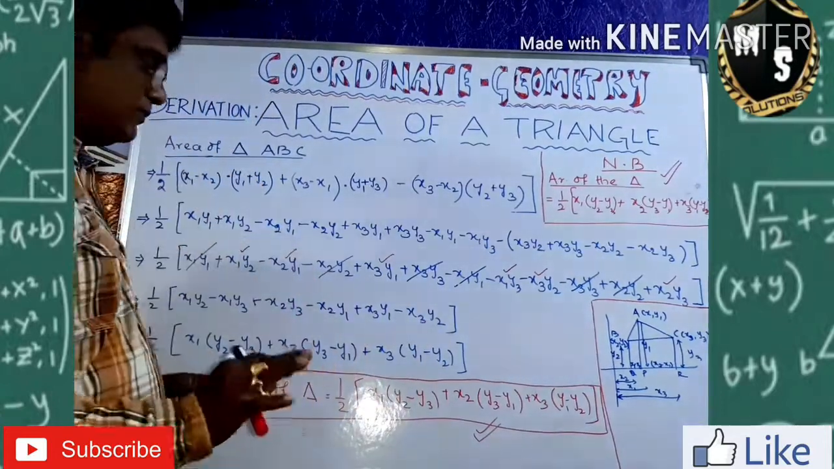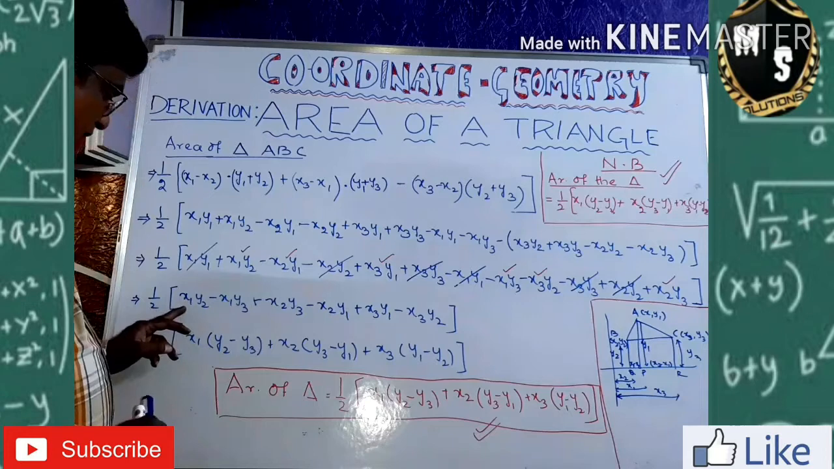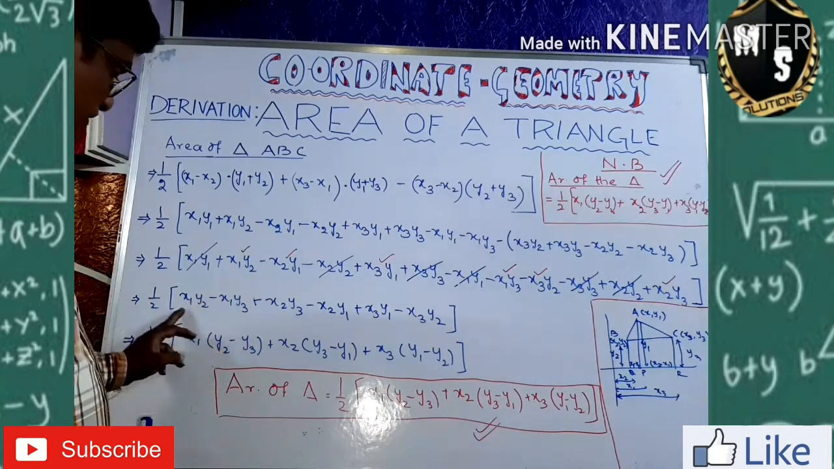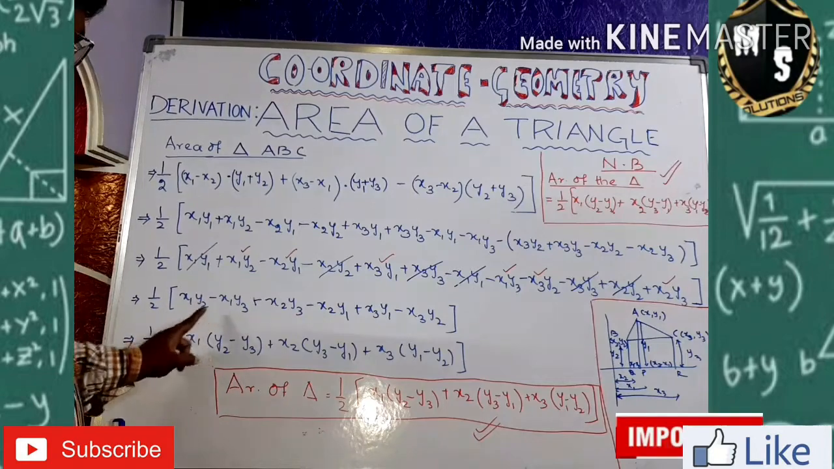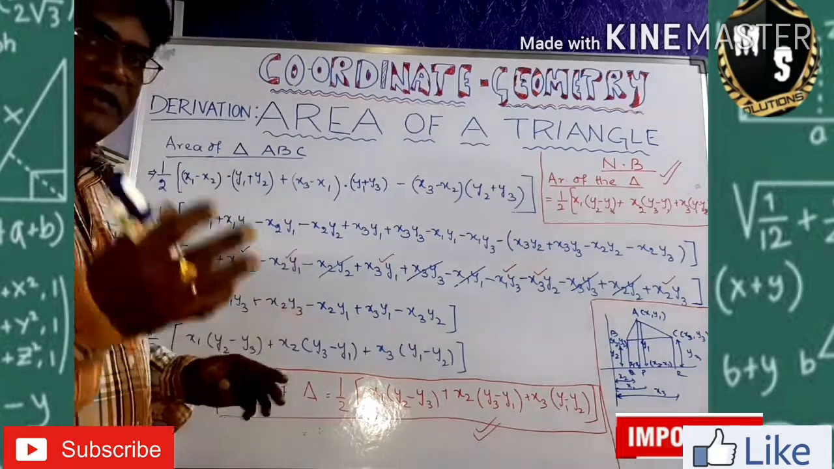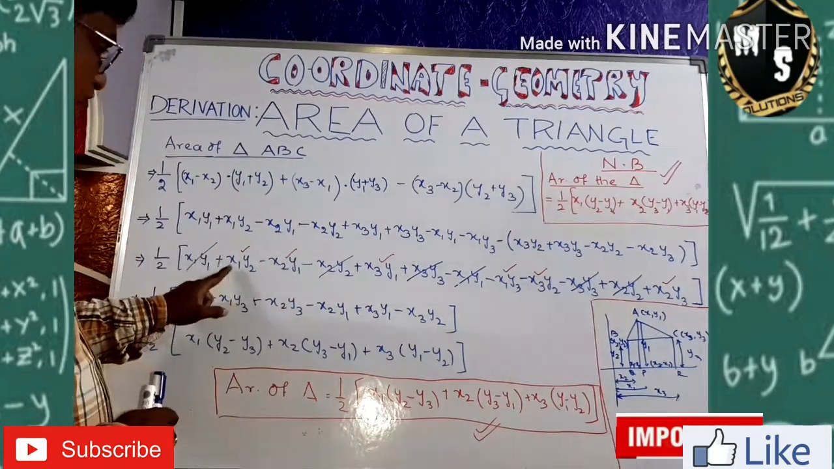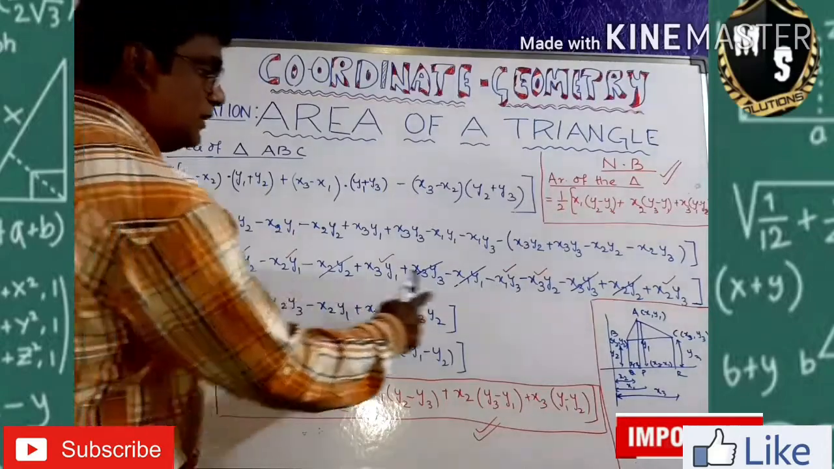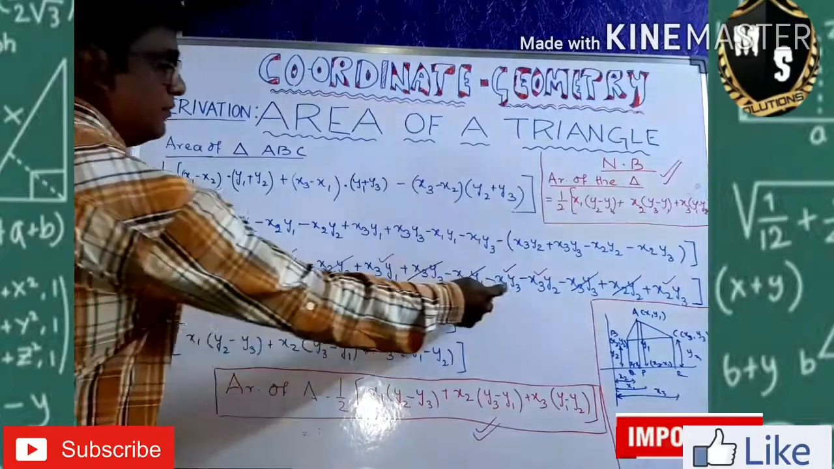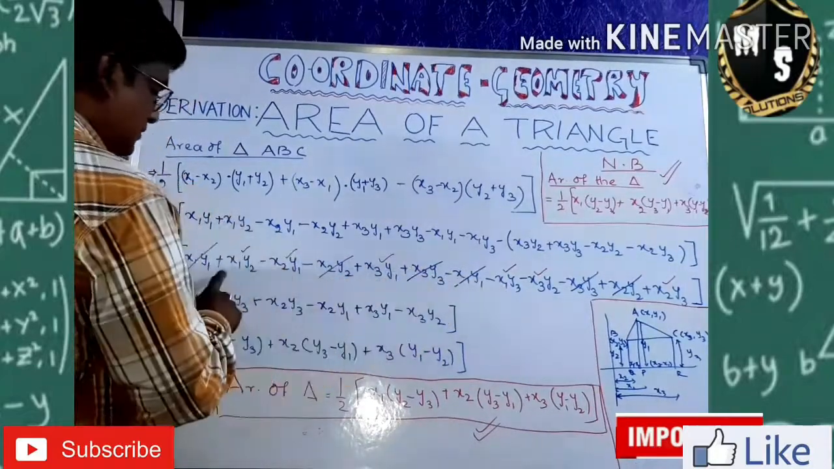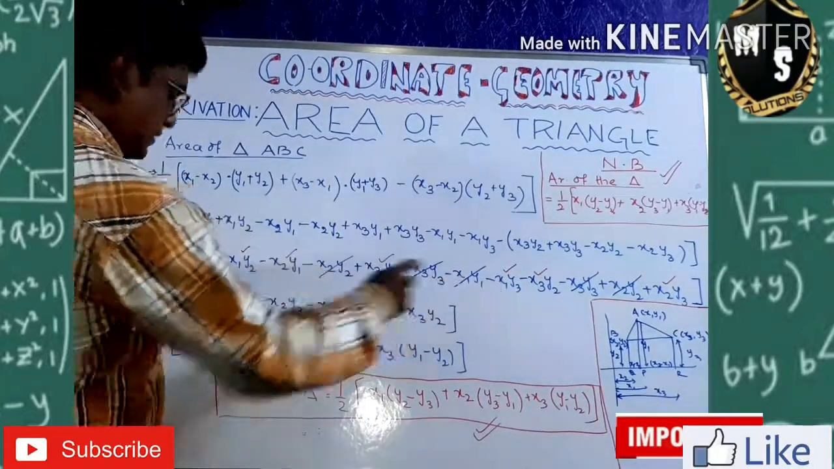Why, I will tell you now. Why did you bring them near to each other? Because you have to make the x1 common. Otherwise you can think like that also: x1 y2, here x1 is there. Where is another x1? x1 is here also. So these two can be written side by side. So x1 is here, x1 is here. They are right.